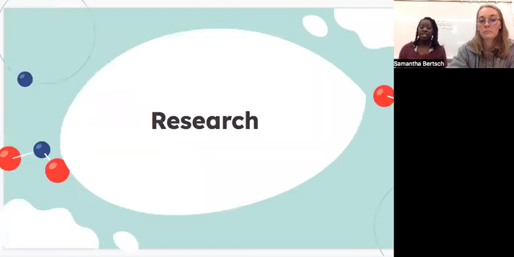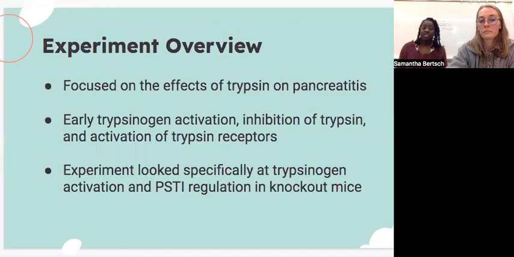We're now going to go ahead and jump into the research that we're presenting. This research focused on pancreatitis. Pancreatitis is the inflammation of the pancreas. This inflammation is caused by the early activation of trypsin in the pancreas.